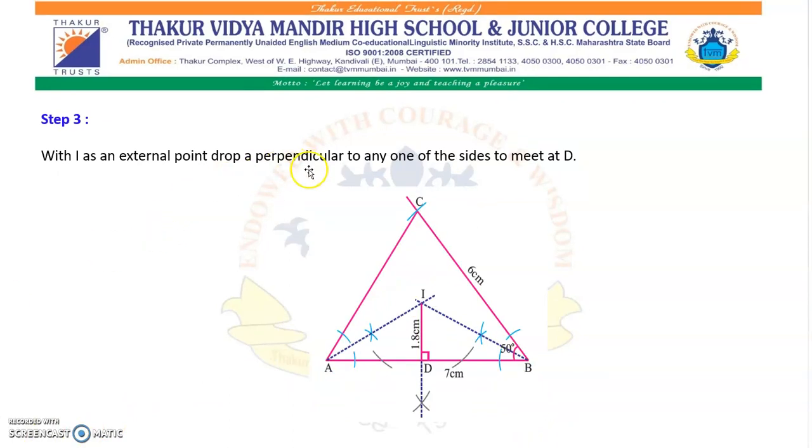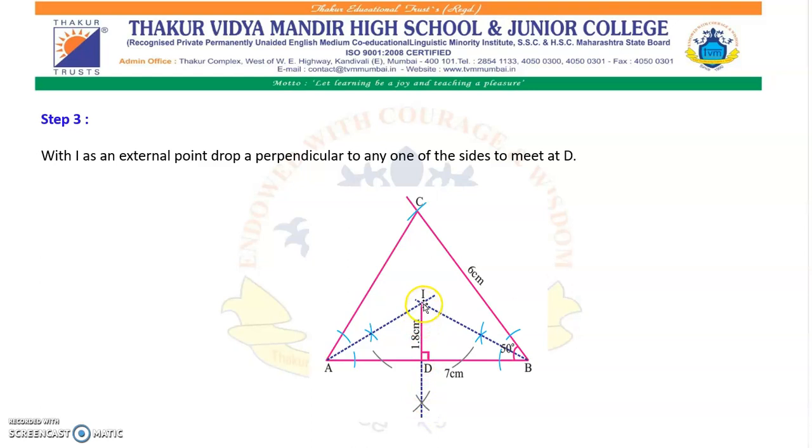With I as an external point, drop a perpendicular to any one of the sides to meet at D. Now take the center as I. Take the radius ID, 1.8 centimeters. Draw two arcs on the side AB. Now take a distance more than half the distance between these two arcs. Draw one arc. From the other side, draw another arc intersecting the previous one. Join it to the point I.